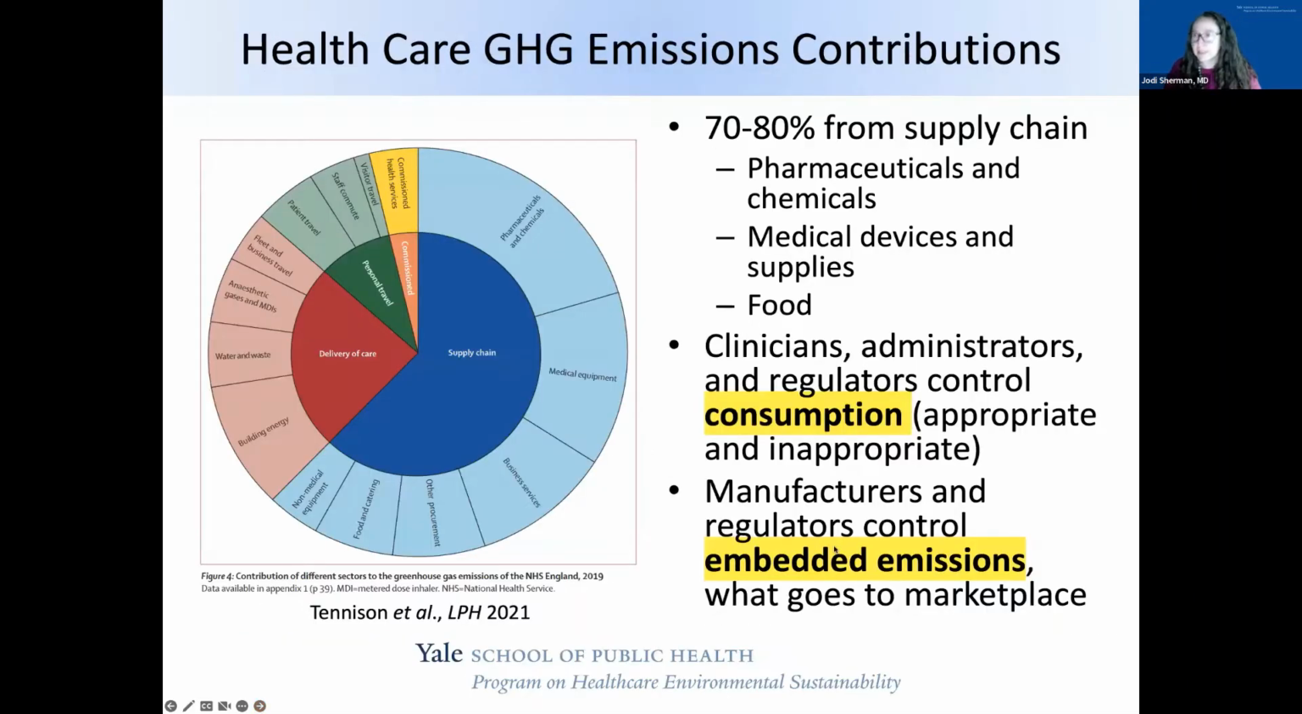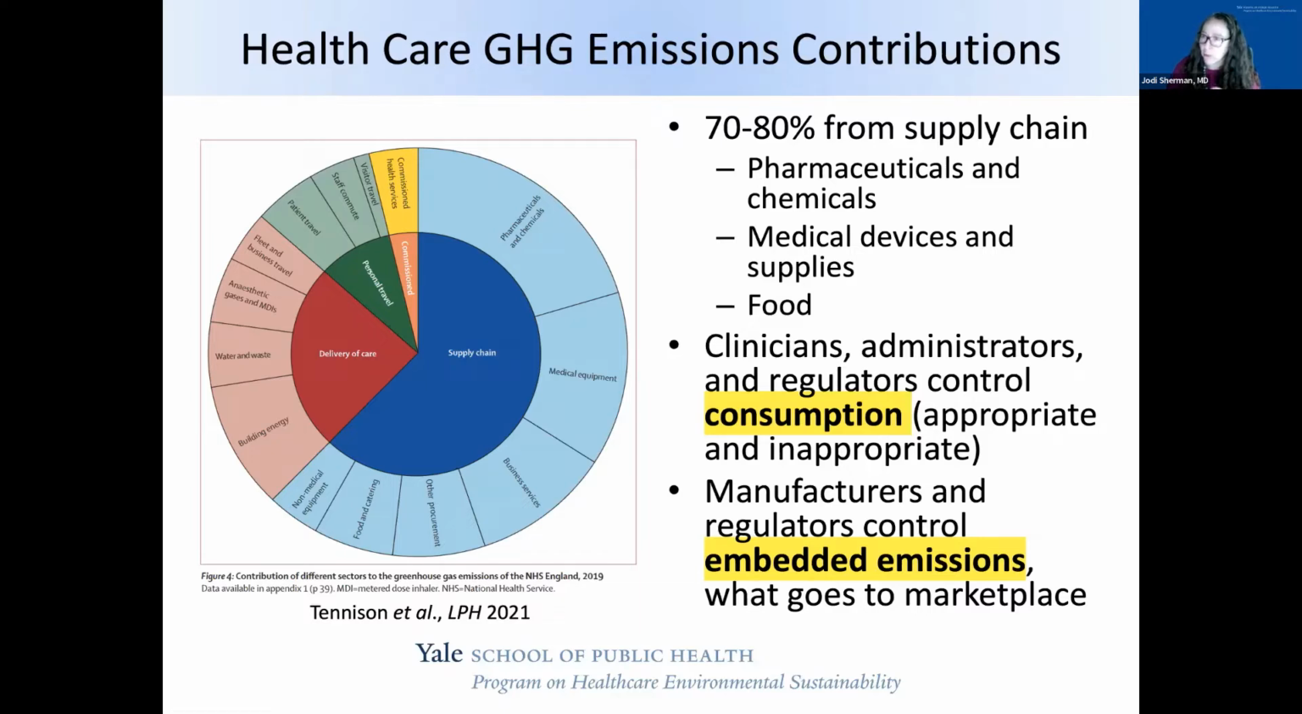And so we need to understand where those emissions are coming from to be able to have an impact. Multiple national studies of healthcare systems come up with similar findings. This is from the NHS, it's similar in the US, it just is a nice graphic. About 70 to 80% of emissions are coming just from the supply chain, the goods and services that we use to deliver the care, especially pharmaceuticals and chemicals, medical equipment and supplies, and food. These are things we have direct influence over as clinicians.